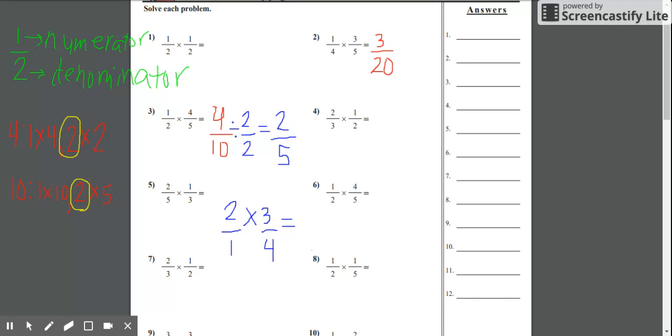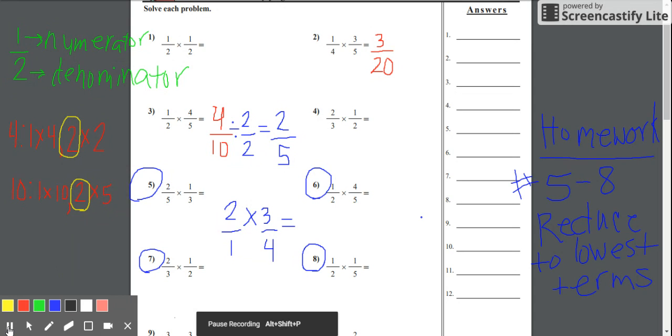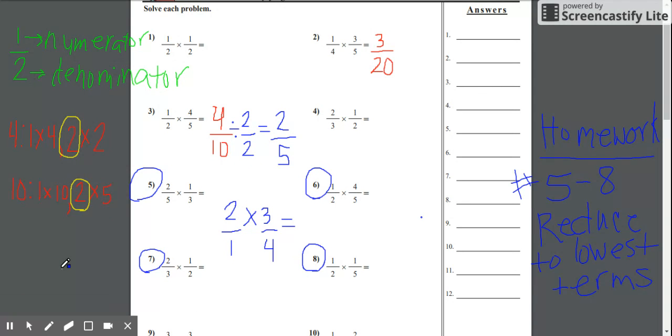Your homework again will be problems 5, 6, 7, and 8. Show me all your work on a sheet of paper. Make sure you reduce to lowest terms if you need to. So check your problems and make sure they're at lowest terms. If they're not, go ahead and reduce to lowest terms. Okay, so again, homework numbers 5 through 8 and reduce to lowest terms. Make sure they're in lowest terms.